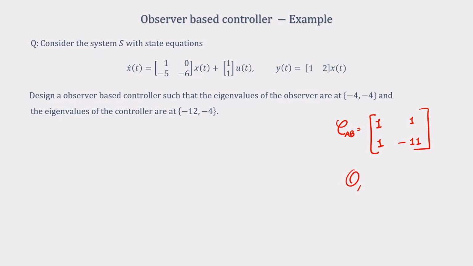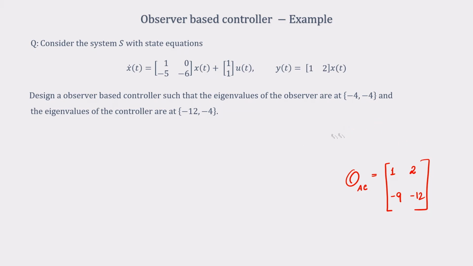Whatever the observability, because if we have to design an observer, the system better be observable. So, we will have to find out C, CA. What is C here? C is 1 2, and what is CA here? CA will be equal to minus 9 and then minus 12. So, this is again a rank 2 matrix. So, this system is both observable and controllable. So, that means I can directly design an observer and I can directly design a controller as well.